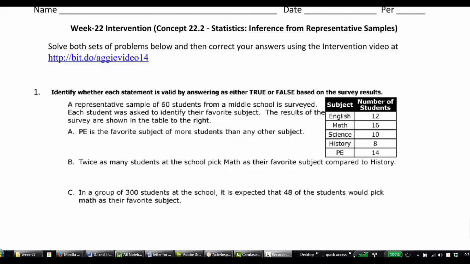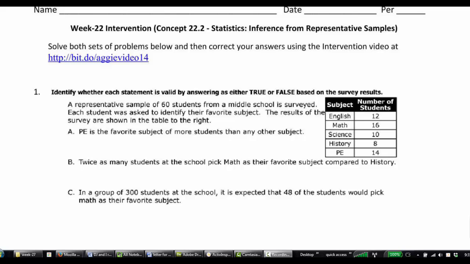All right, on to concept 22.2. So here we are looking at statistics, and this is inference from representative samples. And inference means you can draw a conclusion about something. What they're asking you to do is take the conclusions that somebody else has drawn, compare them against the data, and see if they're true or false. So let's start with the first question here.